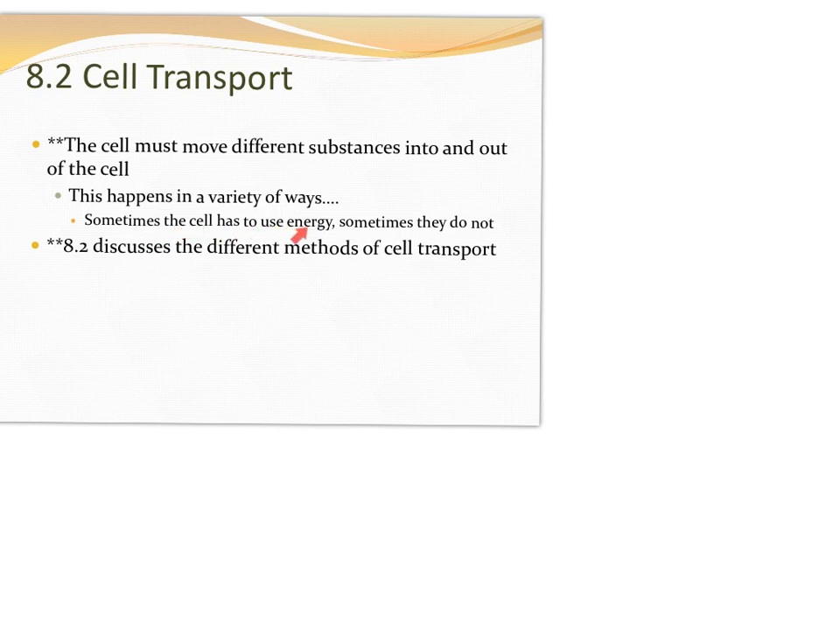Sometimes the cell has energy to use, and sometimes it doesn't have to use energy, right? What are we going to call it when it uses energy? And what are we going to call it when it does not use energy? All right, so we got that. Discuss the different methods of cell transport. Those are the two things we're going to do today. We're going to look at the different variety of ways things go into and out of the cell, and then we'll talk about how to classify them.